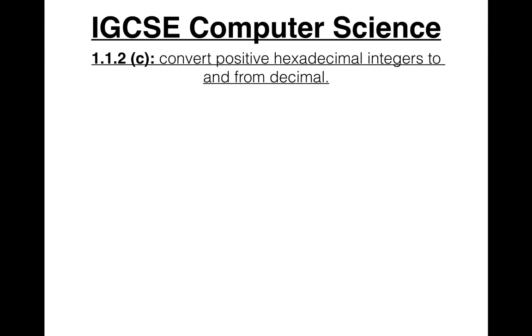IGCSE Computer Science, Syllabus Statement 1.1.2c, Convert positive hexadecimal integers to and from decimal. So, you've done conversion before with decimal and binary. With hexadecimal, it's sort of the same concept, but it's a little bit different, of course, because we're working with base 16 instead of base 2, so we're going to need to do certain things a bit differently.